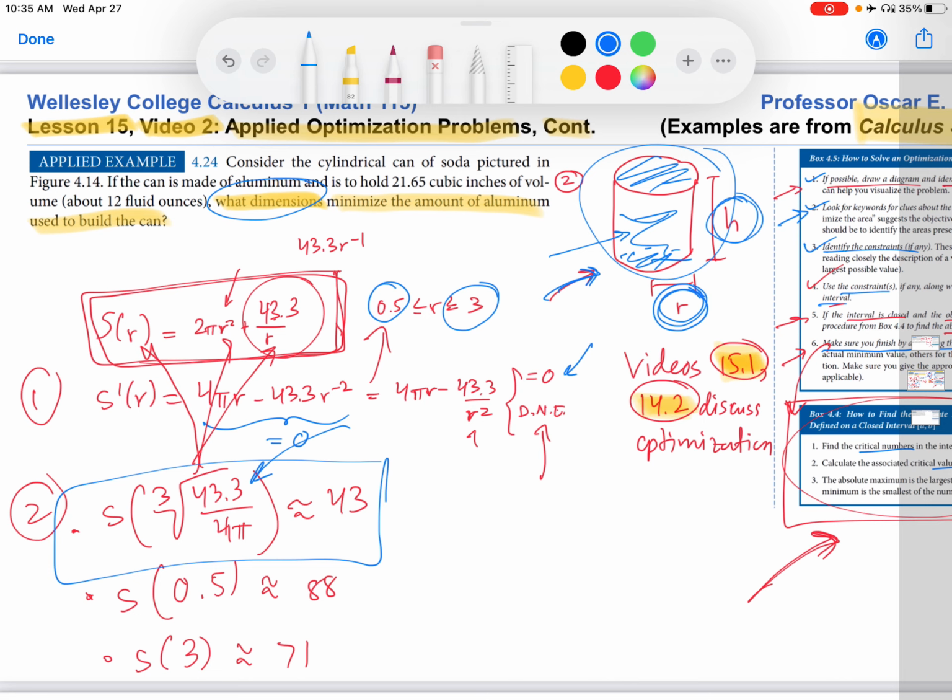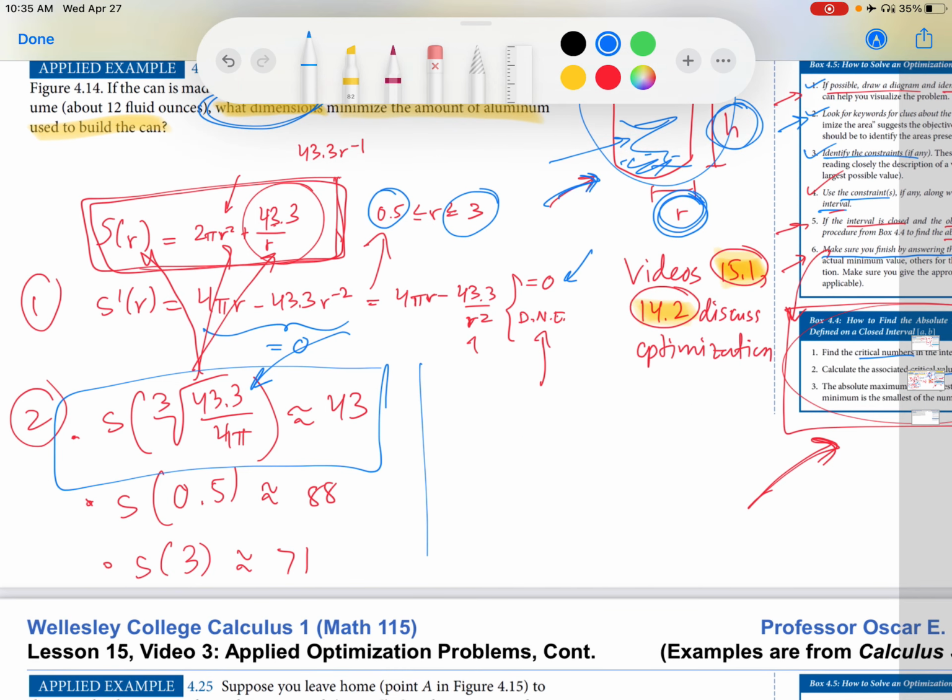Hey, I'm going to build a can that minimizes the amount of aluminum needed for holding 21.65 cubic inches of volume. What are the dimensions of the can that I need to build, right? That's a very legitimate question from the manufacturer's point of view. Not tell me what the volume or what the surface area is, tell me the dimensions. So how do we do this?